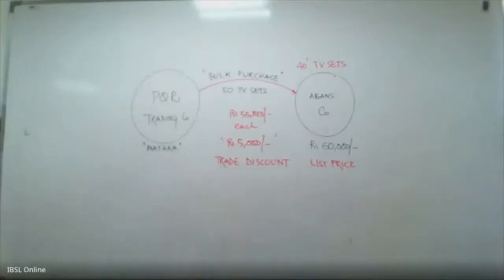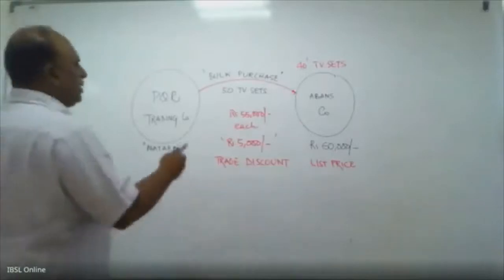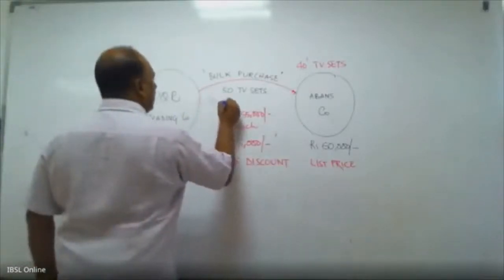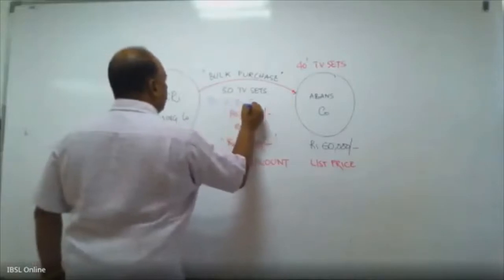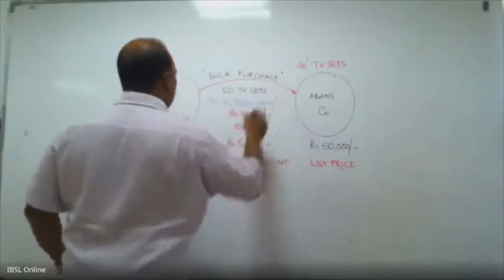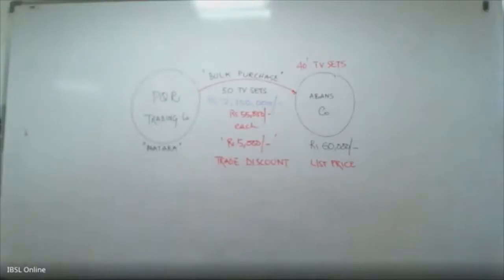Now look what is going to happen. Now this PQR Trading Company has purchased, which means they are purchasing 50 TV sets at 55,000 each. So that is somewhere around rupees 2,750,000. Okay, you can calculate the numbers.